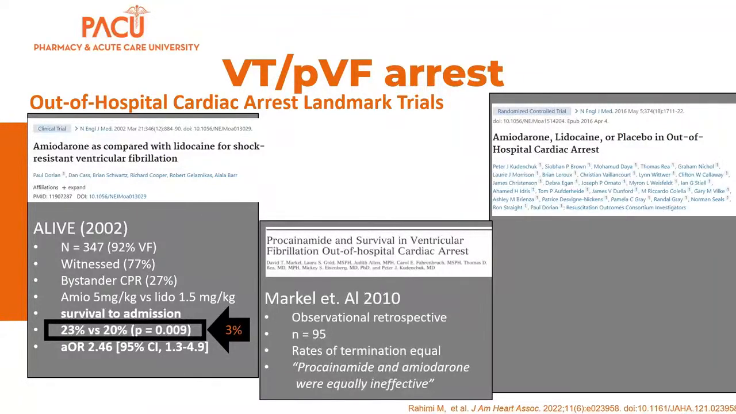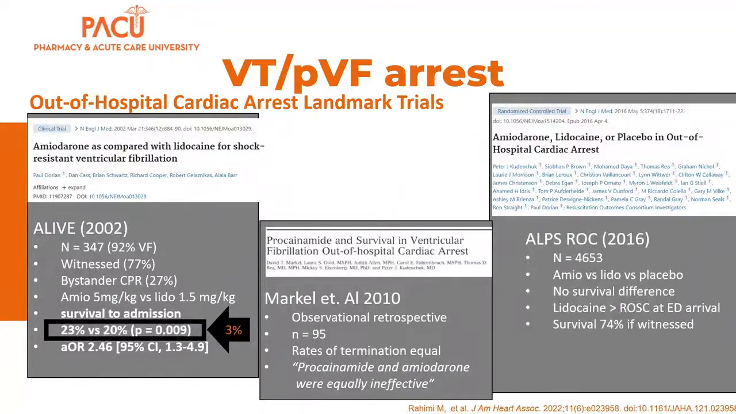Secondly, Markle and colleagues, 2010, did an observational retrospective study in 95 patients. Procainamide and amiodarone were both studied, and they were deemed to be equally ineffective. So this kind of stalled out our drugs, in terms of recommendations, for a bit. We didn't really know what to do with this literature.